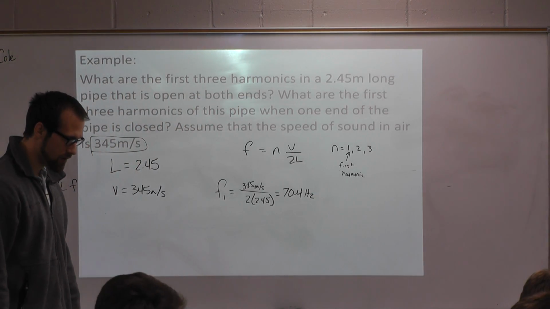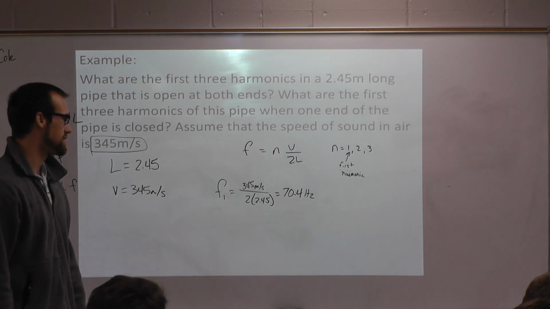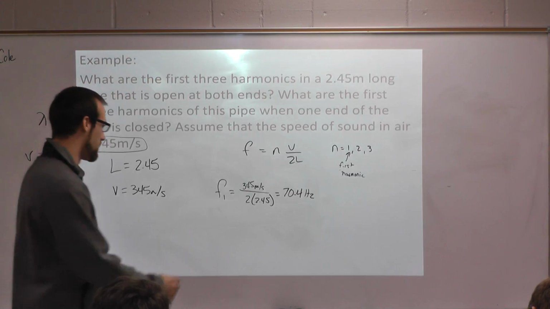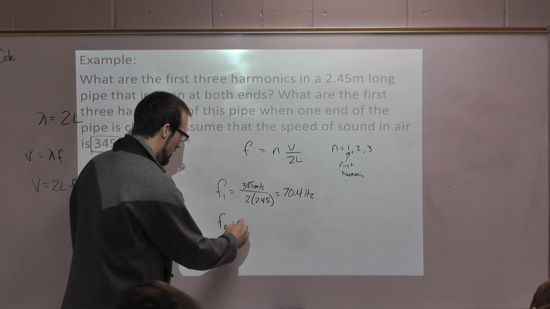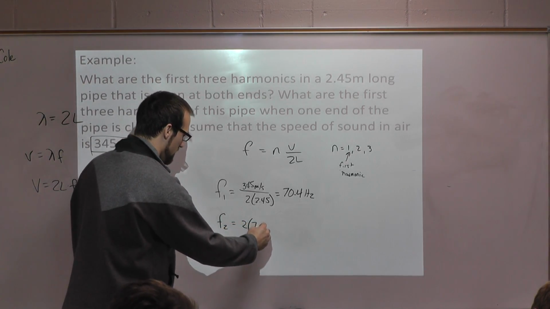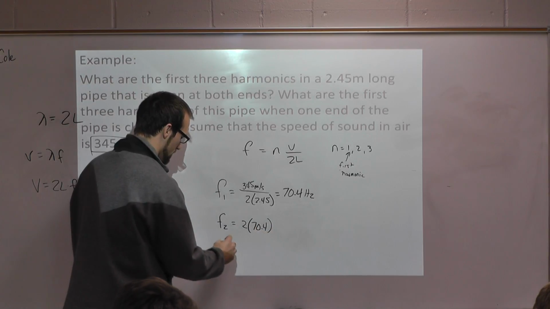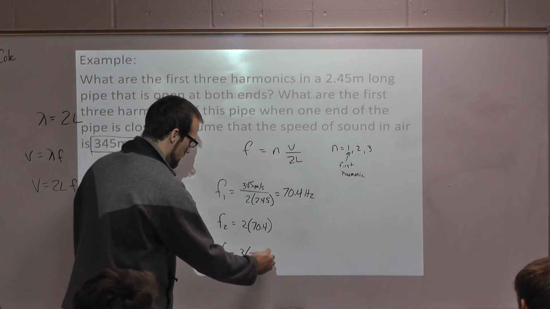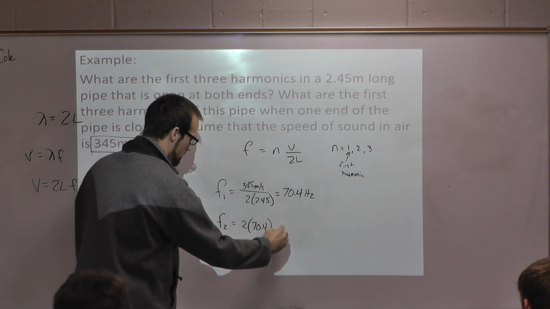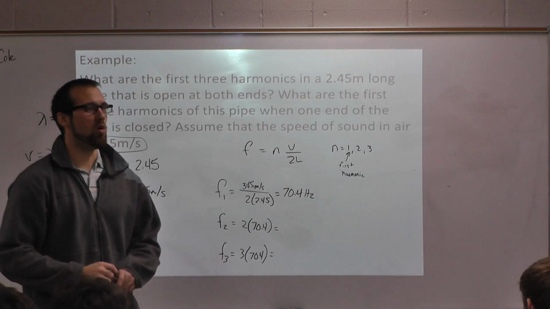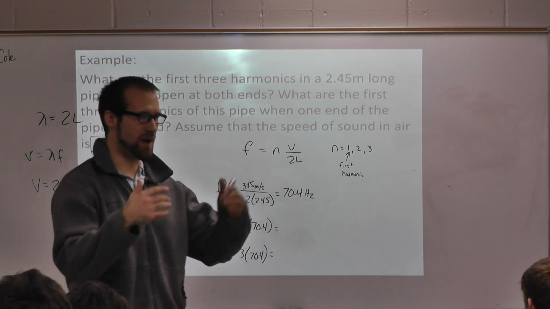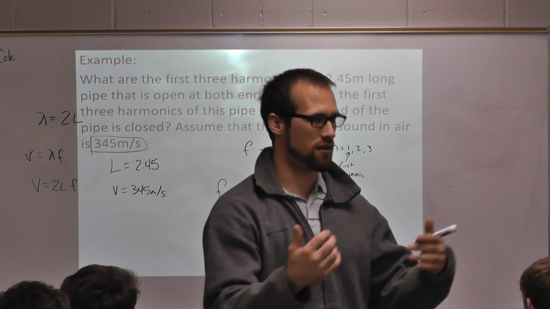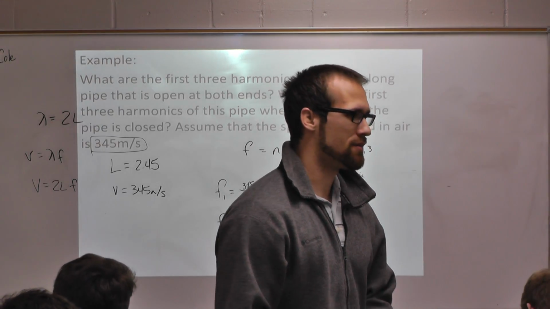Did you just multiply that by 2 and then by 3? Yes, essentially. Your second frequency would be 2 times that. Your third frequency would be 3 times that. We could go back to that visual where it had 2L, L, 2/3 L. We could do it that way, but this is way easier.